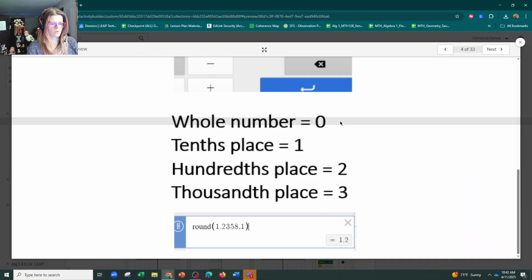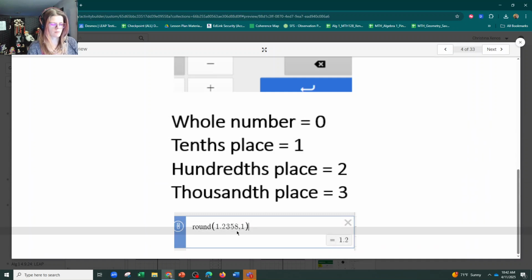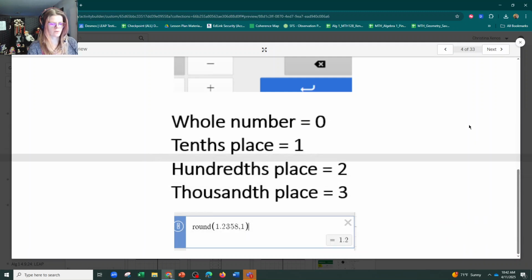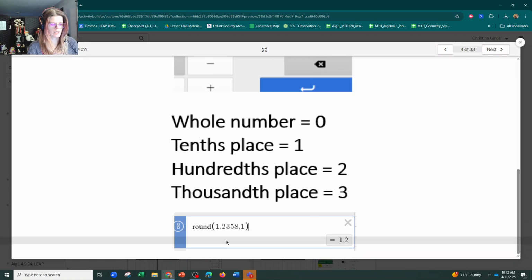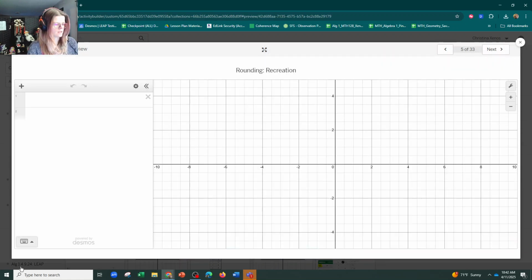And then if you want to round to a whole number, you enter 0. So it's going to be round, and then your number, and then 0, 1, 2, or 3, depending on where you're rounding to. So we're doing 1.2358 on the next slide.